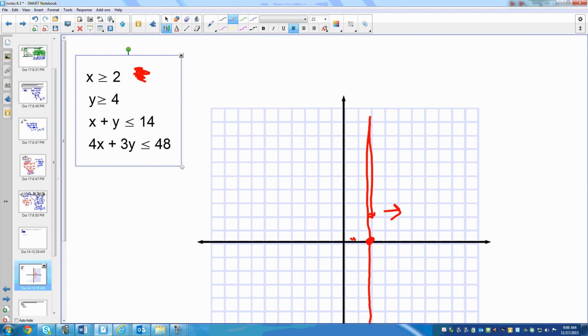Now, the next one says y is greater than or equal to 4, right? So maybe this will be my black line. Y is greater than or equal to 4. And right here. And which way do I color? Right now, I have this little square in this top corner that I'm working with. Hopefully you're using a ruler and your pen aligns directly with your paper so you're not going to have the issues that I'm having.